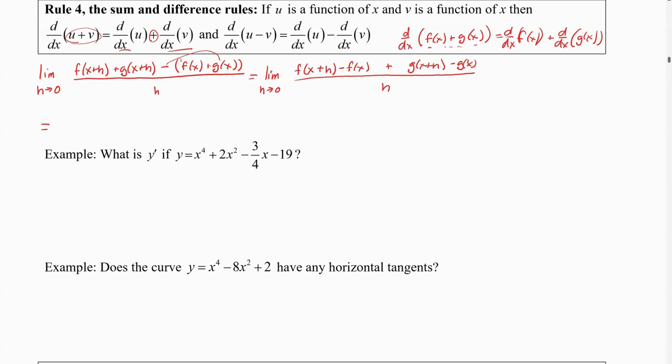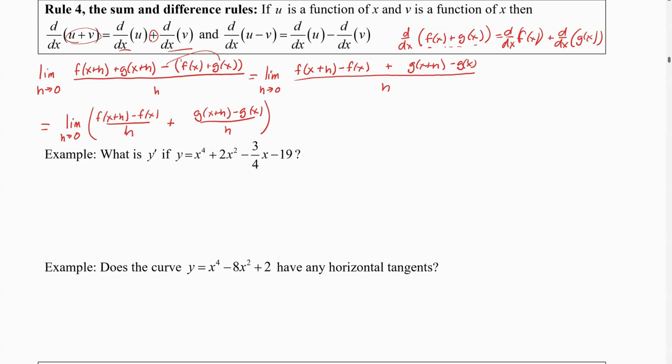This fraction can be rewritten as f of x plus h minus f of x over h plus g of x plus h minus g of x all over h, taking the limit of both of those.